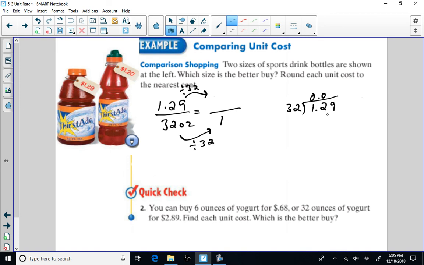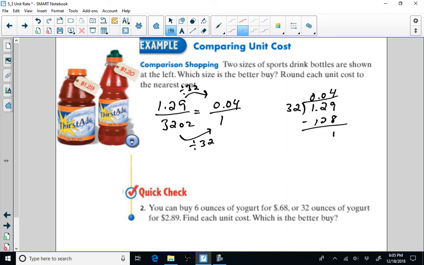32 can't go into 1. 32 can't go into 12. But 32 can go into 129. That's going to go what? Possibly 4 times. 4 times 2 is 8. 4 times 3 is 12. I subtract and I get 1. So that's going to be about 4 cents for 1 ounce, because we're rounding to the nearest cent. So that'd be 4 cents for 1 ounce.